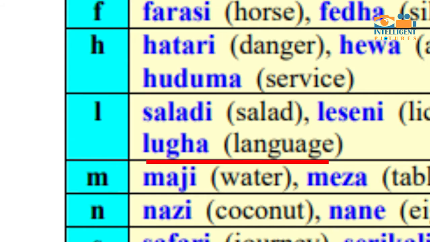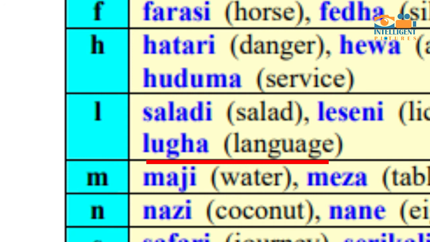And we have also a final word in sound L, lugha. Lugha means language, okay? As you can see, the letter G is combined with the last letter A. So G is not pronounced, it's silent. So we say lugha. Lugha means language in Swahili.